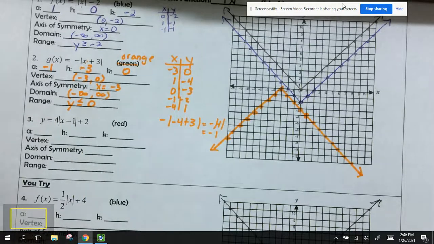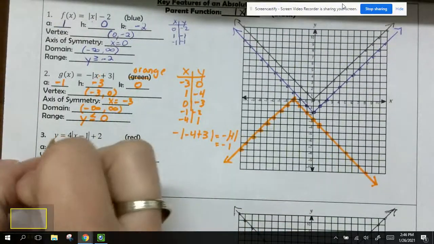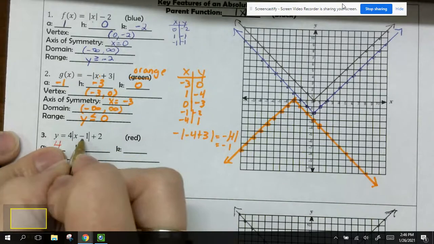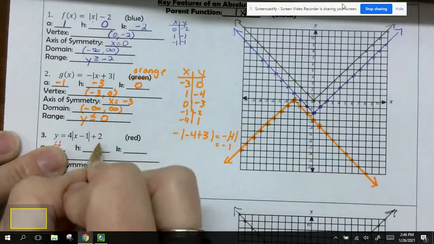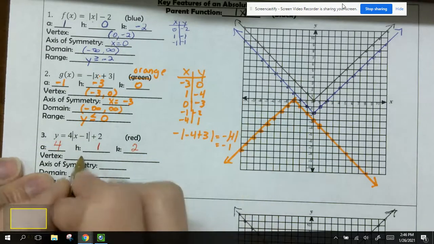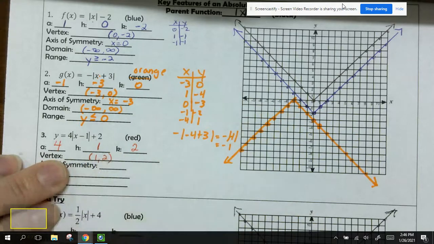All right? Now it says to use red and do number 3. So let's try number 3. All right, A is a positive 4. That's the number in front of your absolute value bar. H is this number right here. And remember, it's X minus H. So since this is a minus, that's going to be a positive 1. And then my K is 2. Okay, my vertex is at H, K. So that's at 1, 2.